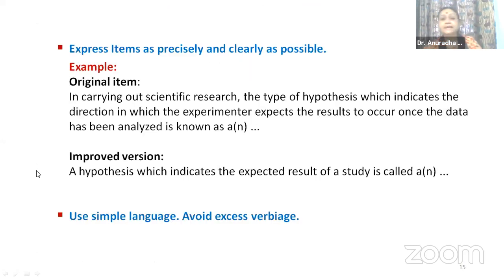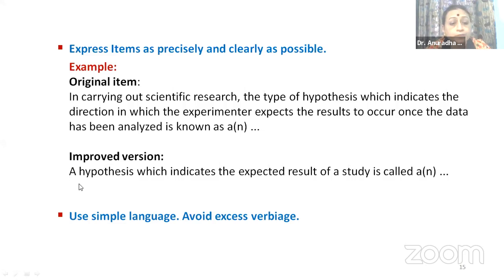Okay, express items as precisely and clearly as possible. The whole thing is we do not want to have the students reading a question over and over again to understand the implication of the question. So, for example, in carrying out scientific research, the type of hypothesis which indicates the direction in which the experimenter expects the results to occur once the data has been analyzed is known as ___ or an ___.